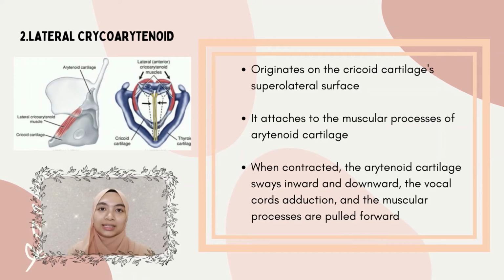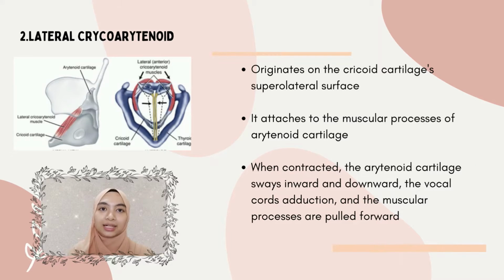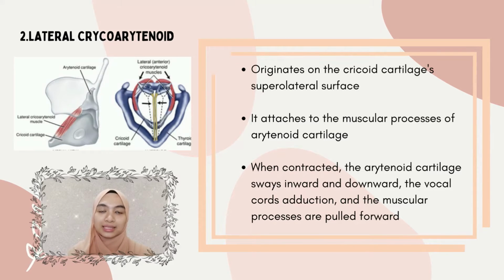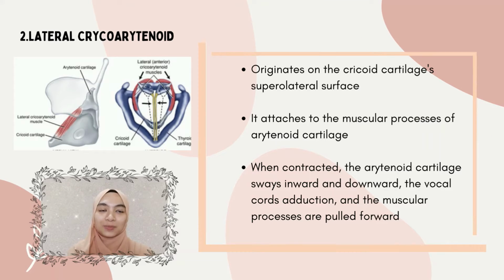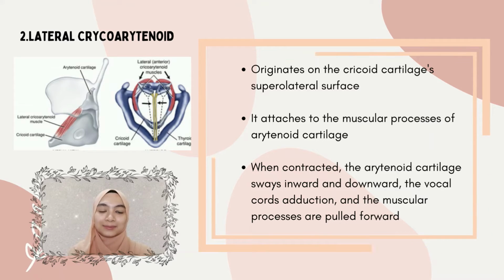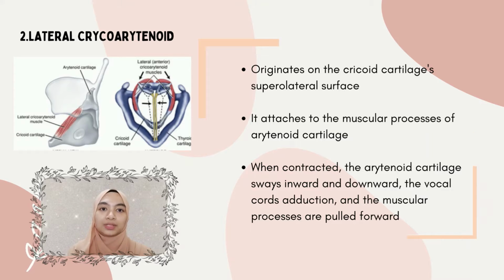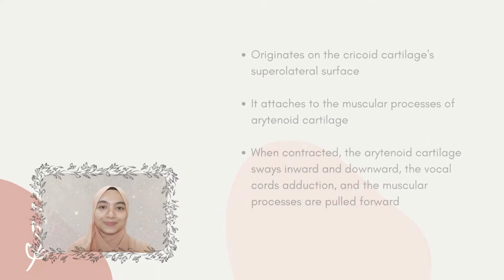Lateral cricoarytenoid originates on the superolateral surface of the cricoid cartilage. It attaches to the muscular process of the arytenoid cartilage. When contracted, the arytenoid cartilage sways inward and downward, the vocal cords adduct, and the muscular process is pulled forward.